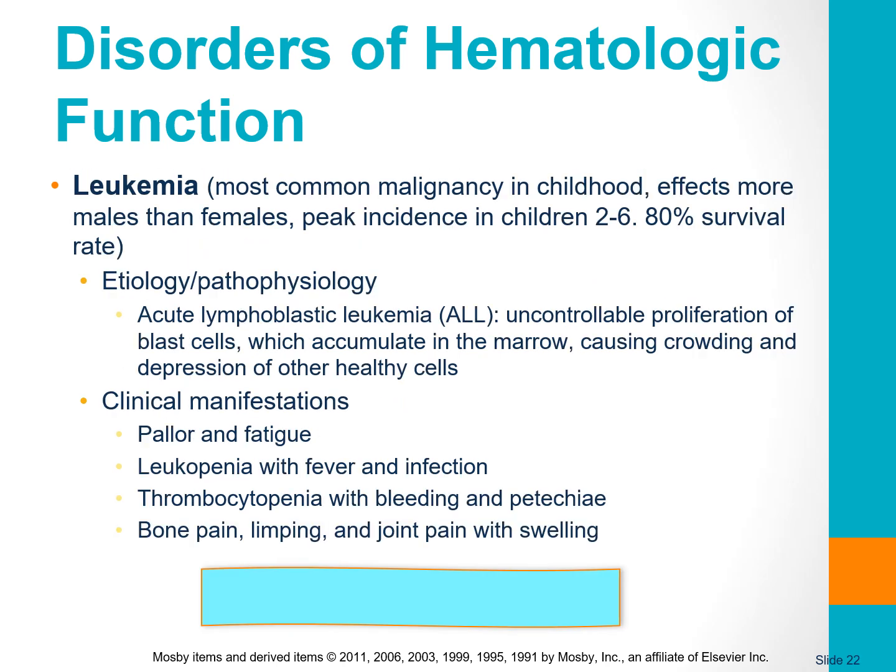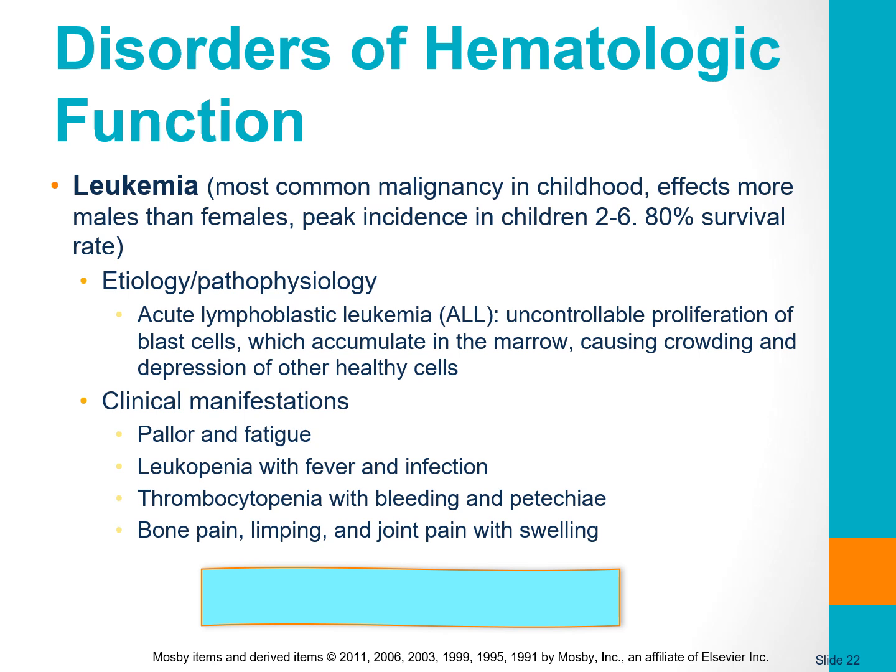Okay, so another unfortunately common neoplastic or blood disorder that children can experience is leukemia. This is the most common form of cancer in children. It affects more males than females, and its peak incidence is between 2 to 6 years old. That being said, it has a high survival rate of about 80%.